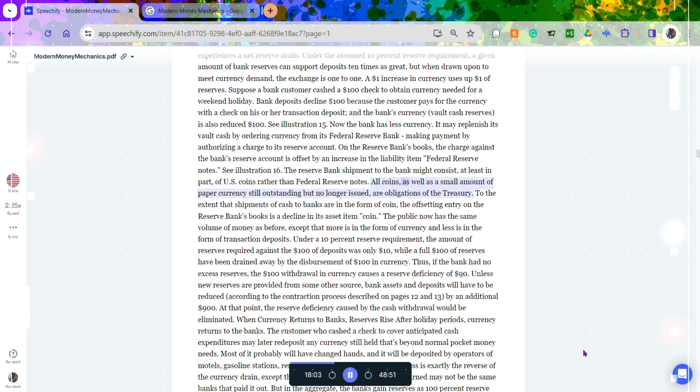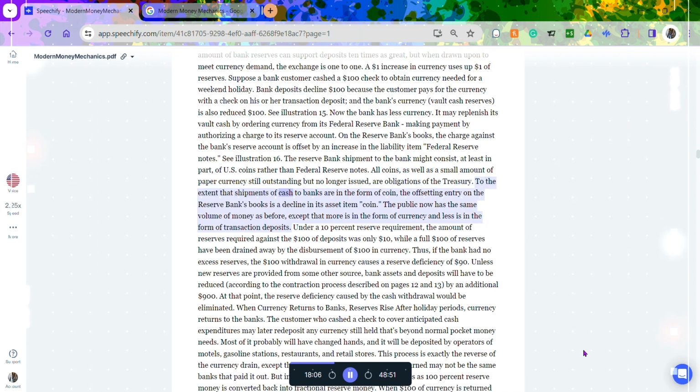All coins, as well as a small amount of paper currency still outstanding but no longer issued, are obligations of the Treasury. To the extent that shipments of cash to banks are in the form of coin, the offsetting entry on the Reserve Bank's books is a decline in its asset item coin. The public now has the same volume of money as before, except that more is in the form of currency and less is in the form of transaction deposits.